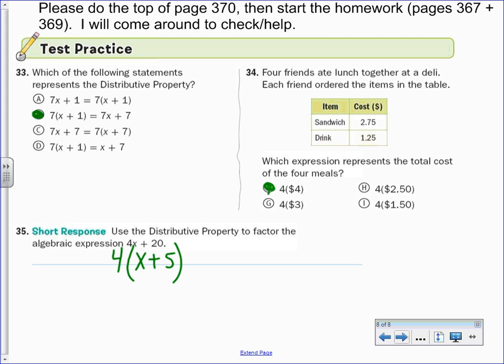All right, everybody, that's about it for today. The homework, remember, is only the problems on the bottom of 367 and 369, the factoring ones. Update your posters, have a fun snow day, be safe, have fun.